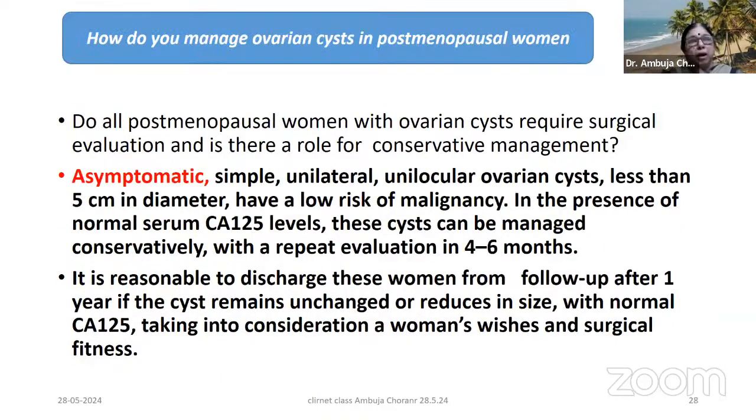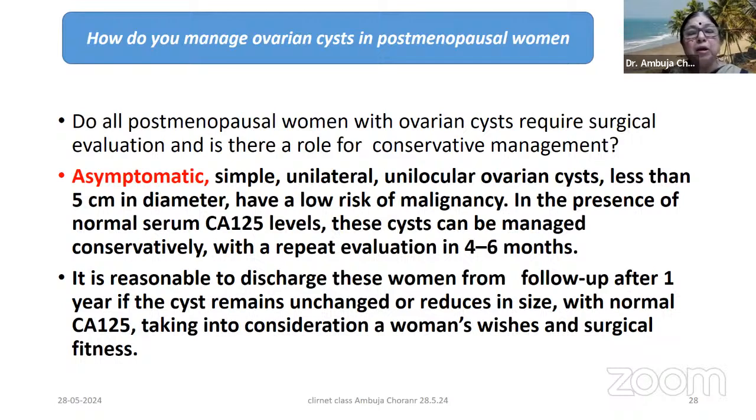After doing all these things, you have come to the conclusion whether it is benign or malignant, and what the risk of malignancy is. If it is a unilocular cyst, less than 5 centimeters, how we are going to manage the condition is very important for us. Management is how we have to answer the patient. We are answerable for how to manage ovarian cysts in postmenopausal women. Do all postmenopausal women with ovarian cysts require surgery? Is there a role for conservative management? That is the question. The first time they come, they will ask us. How do we answer that?